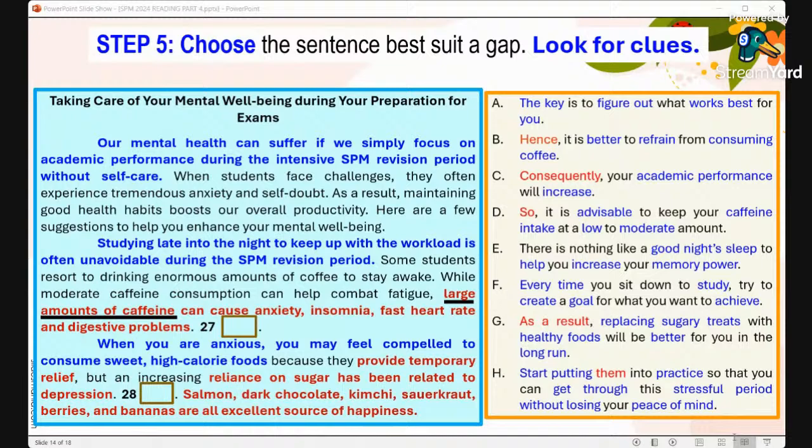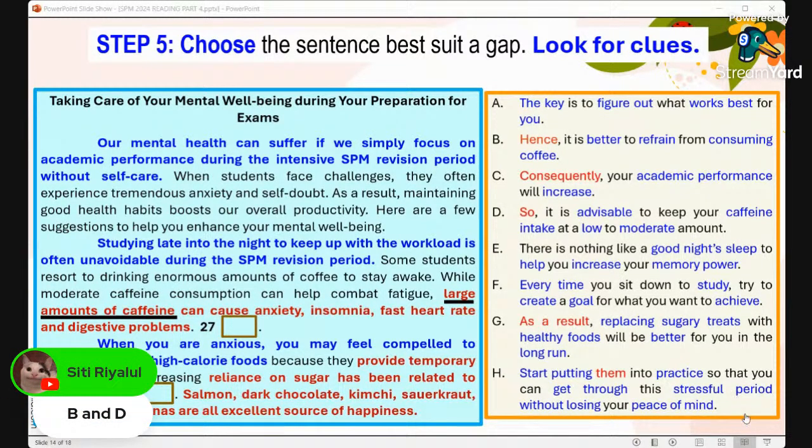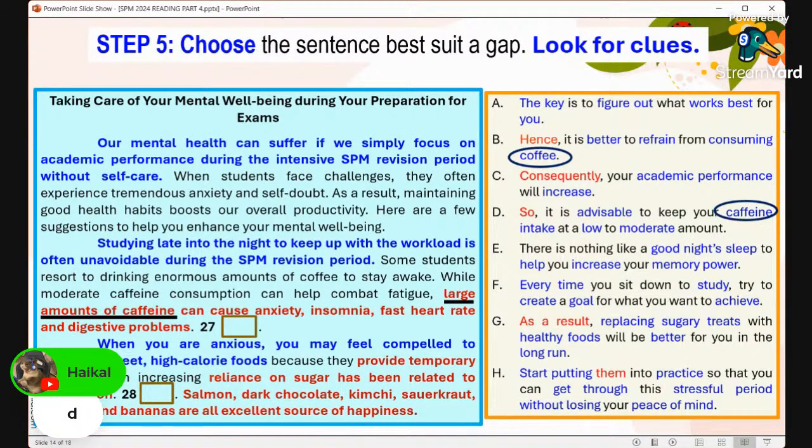Haslina is also reading, wondering what would be the best answer. Okay, thank you, Siti. She says B and D. Yes, very good. Haikal says, yeah, there is an answer D. Both are statements related to coffee, correct. Because what I'm looking for is the word coffee and the word caffeine, which have the same meaning. Now you got two answers because the rest don't have anything about caffeine or coffee.